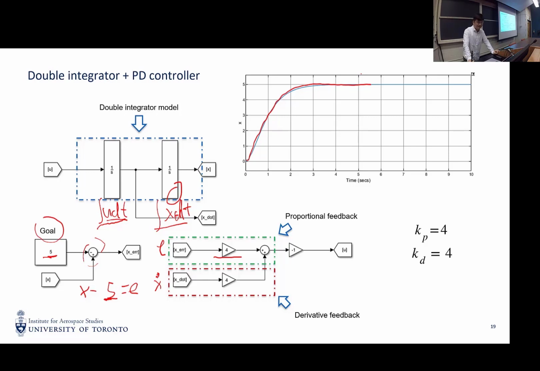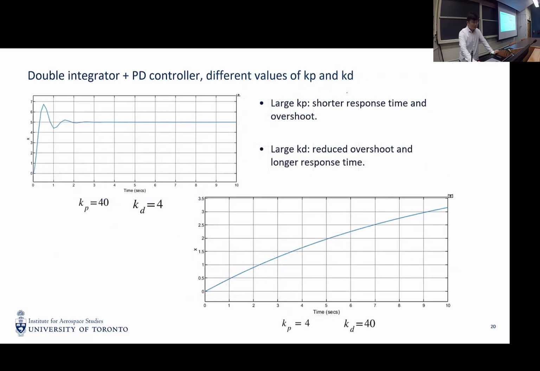Yeah, good. So for this example, I just pick KP and KD to be equal to 4. I will not say this is an optimal value, so you can try other values. But this one is the one I tried in Simulink, and it gives me a smooth response. Okay, so then I have some further experiments.